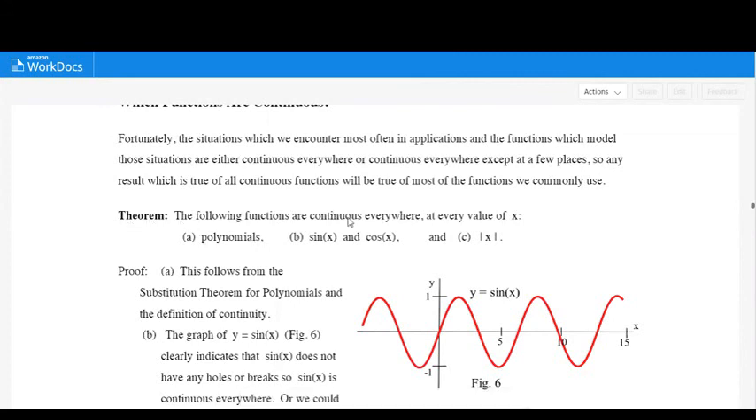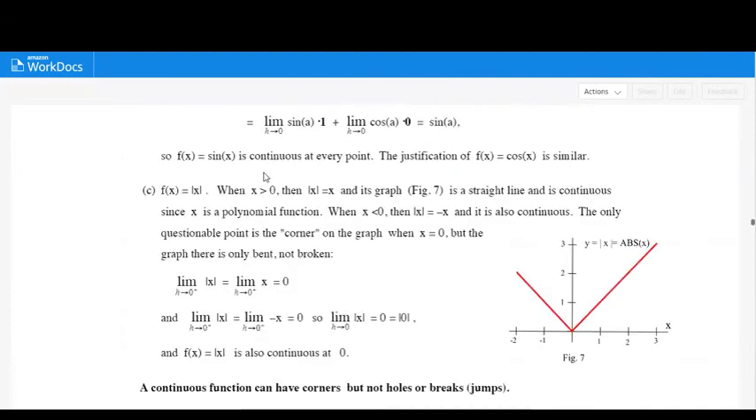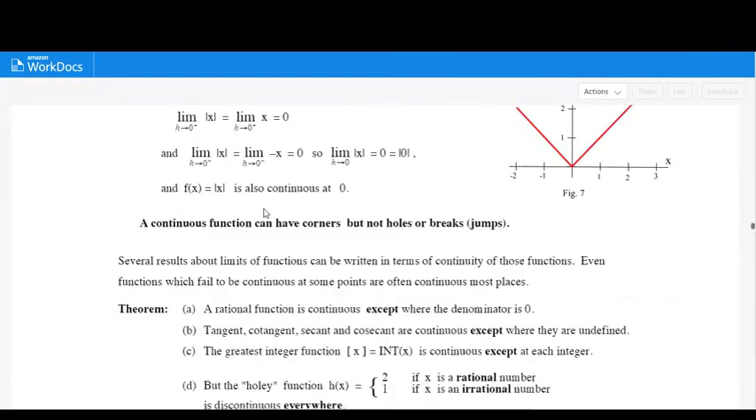So we have this theorem. The following functions are continuous everywhere, at every value of x. Polynomials are always continuous. Sin x and cosine x are also always continuous, as well as the absolute value of x. Ito yung graph ni sin x. Continuous yan, walang holes, walang breaks. This is also the graph of the absolute value of x. Wala ding breaks, walang holes, so continuous yan. A continuous function can have corners but not holes or breaks.